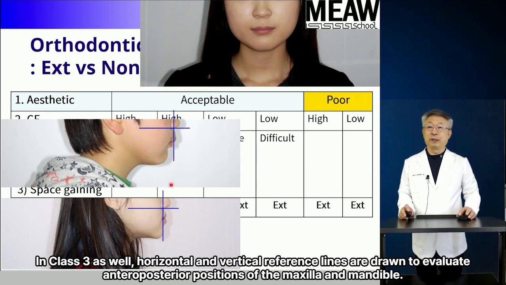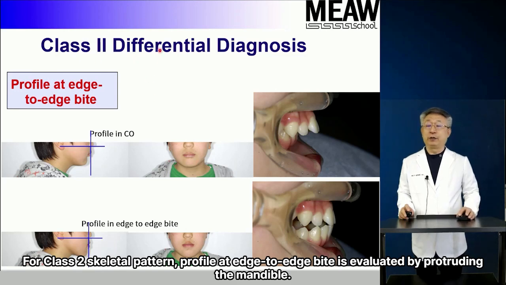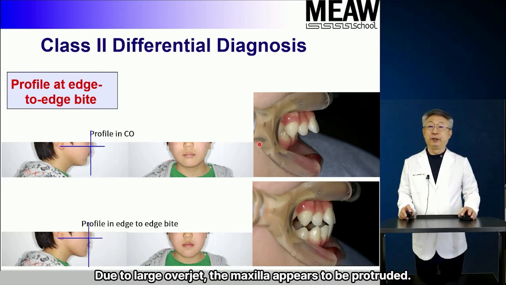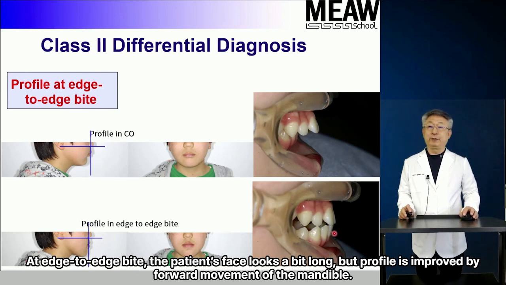In class 2 as well, horizontal and vertical reference lines are drawn to evaluate anteroposterior positions of the maxilla and mandible. For class 2 skeletal pattern, profile at edge bite is evaluated by protruding the mandible. Due to large overjet, the maxilla appears to be protruded. At edge bite, the patient's face looks a bit long, but profile is improved by forward movement of the mandible.